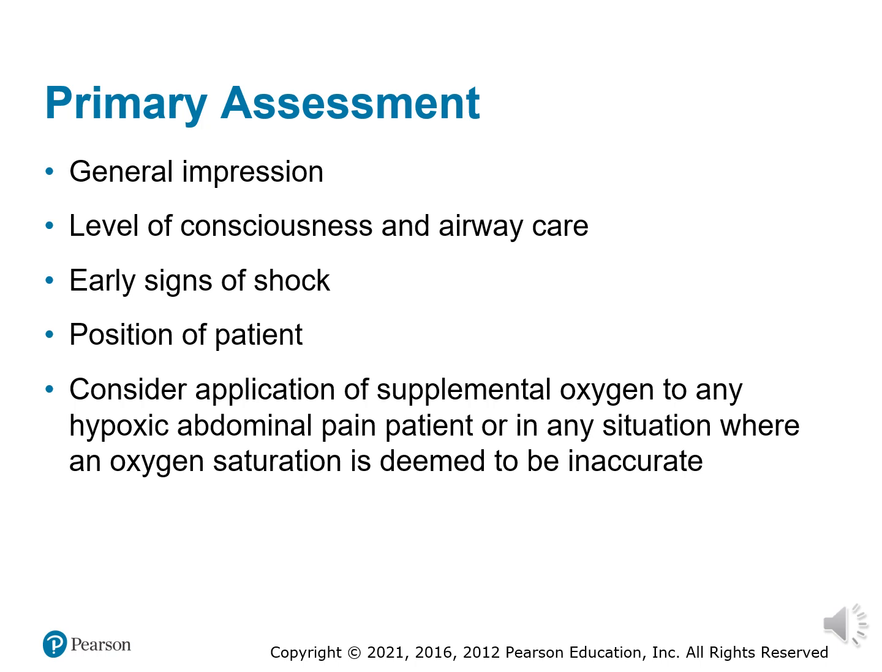At this point, you want to consider the application of supplemental oxygen to any hypoxic abdominal pain patient, if again at 94% or less, or in any situation where oxygen saturation is deemed to be inaccurate. So maintain saturations of 94% using the appropriate oxygen delivery device. You may be able to start out with a nasal cannula or a non-rebreather mask. But remember, if they're unresponsive with shallow respirations, 8 per minute or below, that's going to push you up to getting the bag valve mask.